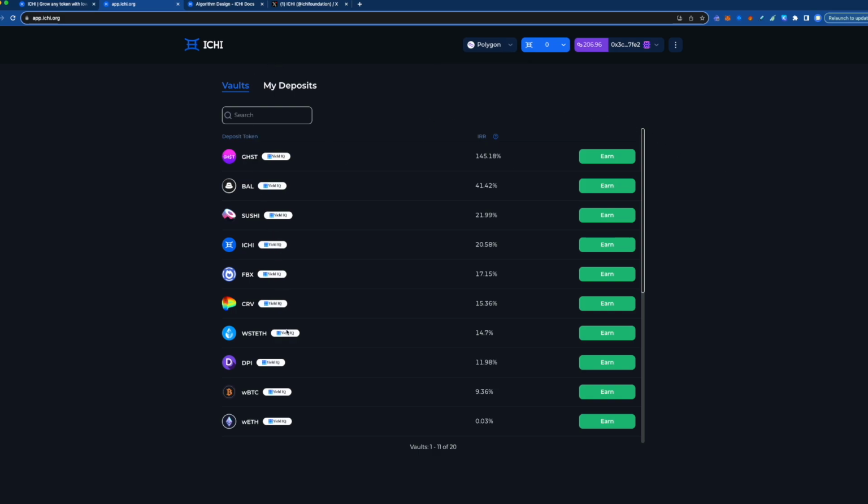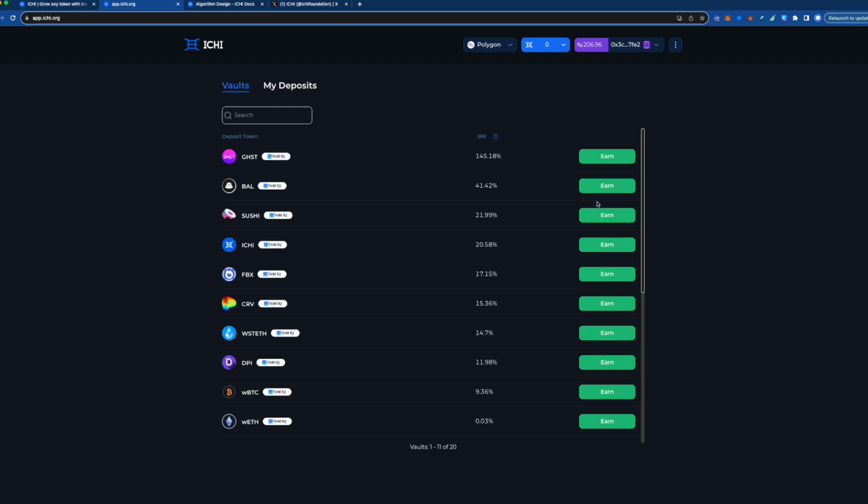So basically, let's say you hold one of these tokens and you want to get some ROI on them. You want to earn some power with them, so you can deposit them in these vaults, and these vaults will supply your assets to concentrated liquidity positions and try to build up your asset.